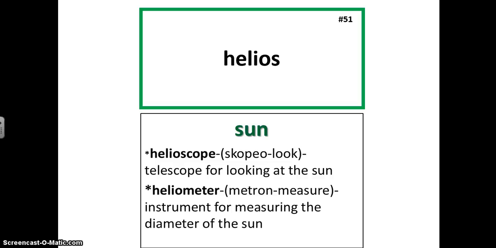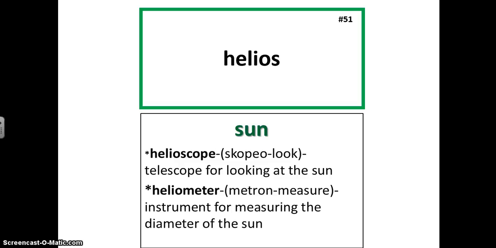Root number 51, helios. It's Greek. It means sun. You need to memorize that. Here are 2 derivatives that you need to know. If you remember scopio from last year, it meant to look. Your first derivative is helioscope. A helioscope is a device or a telescope that enables us to look at the sun without hurting our eyes. If you were here last year, you remember that metron means measure. Anything with M-E-T-E-R at the end has something to do with measurement. A heliometer is an instrument that allows scientists to study the diameter of the sun.